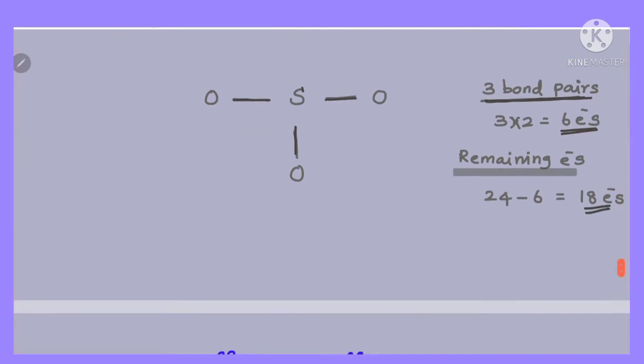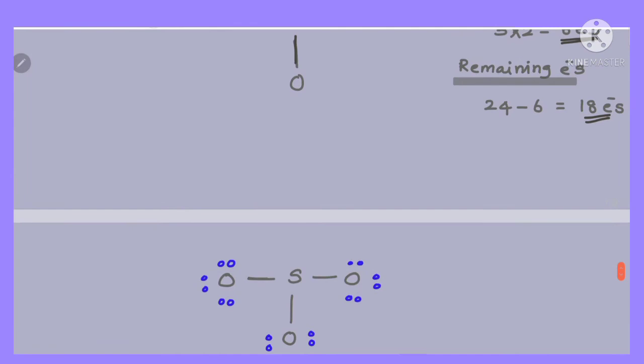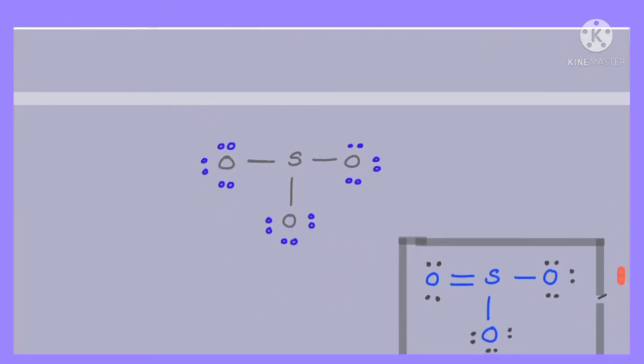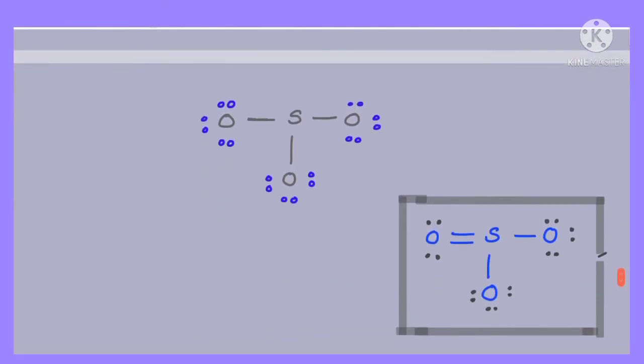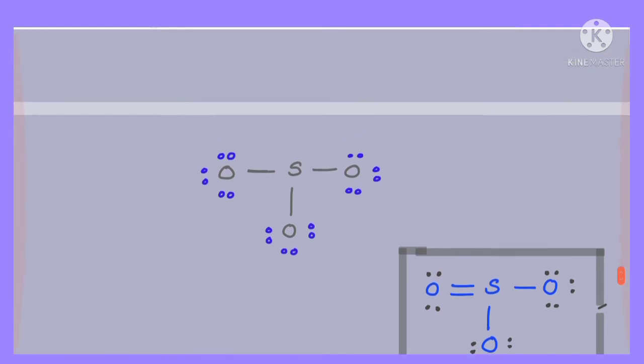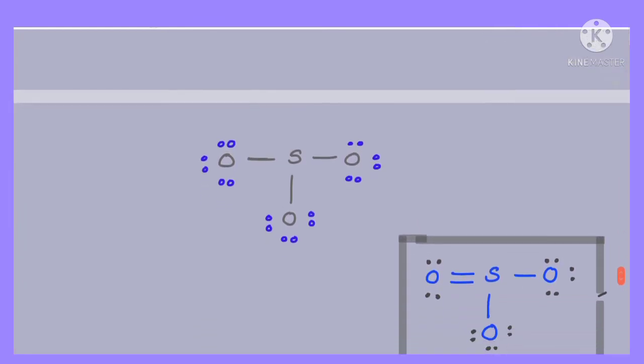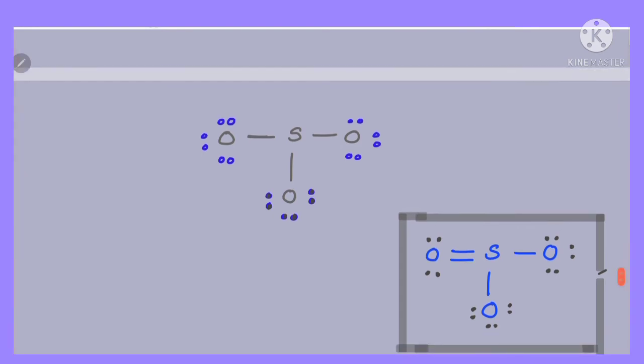Now these 18 electrons we have to distribute as lone pairs over the more electronegative terminal oxygen atoms. 18 electrons is 9 pairs. Over each oxygen I draw 3 lone pairs. Now you can see that all the oxygens are getting octet configuration: one bond pair with 3 lone pairs, totally 8 electrons surrounding each oxygen.